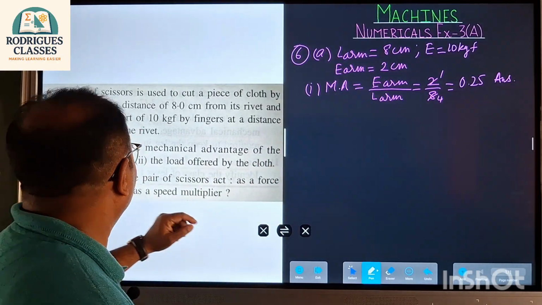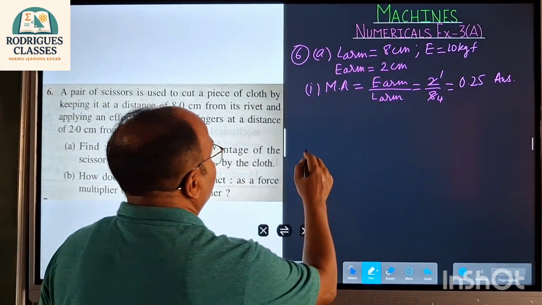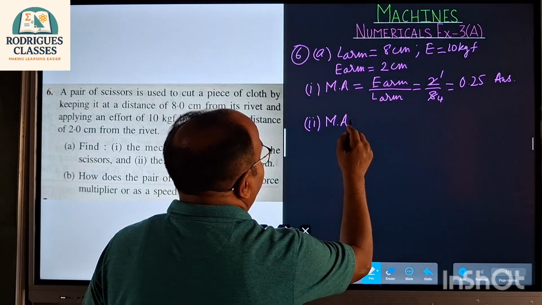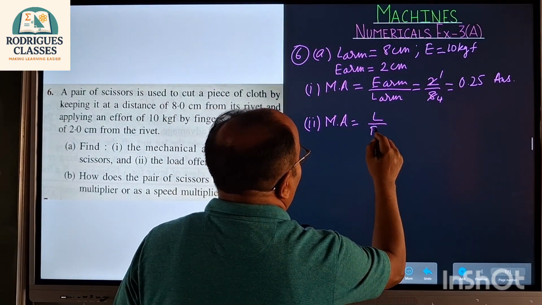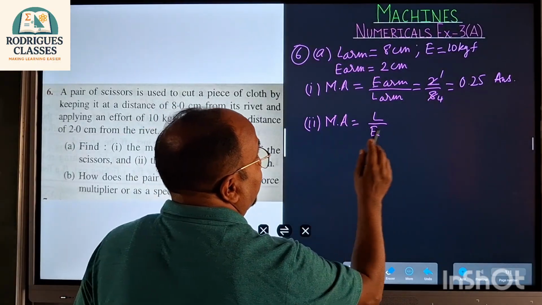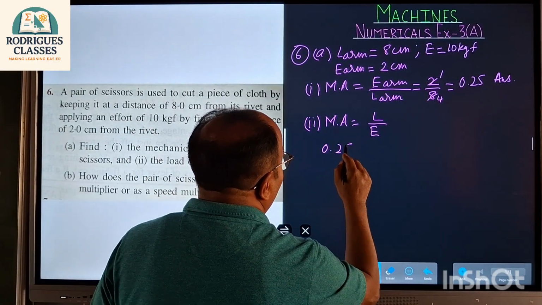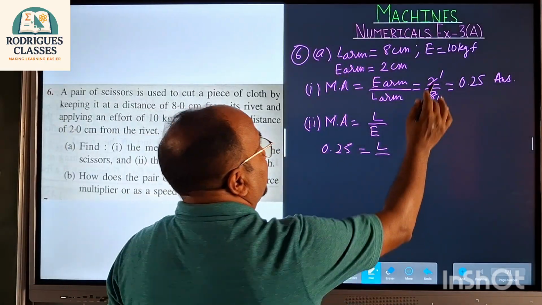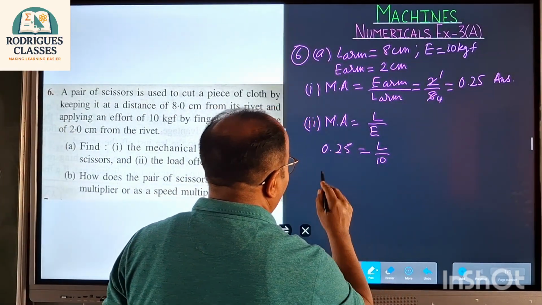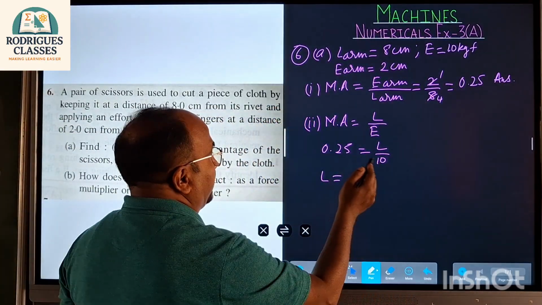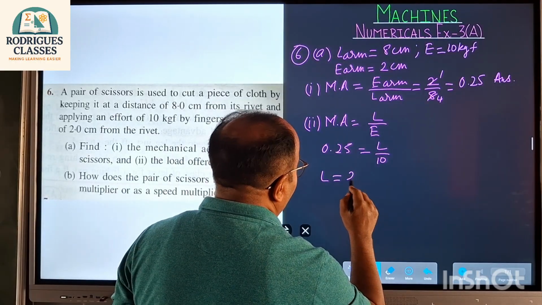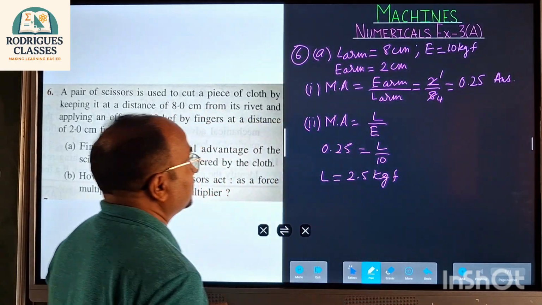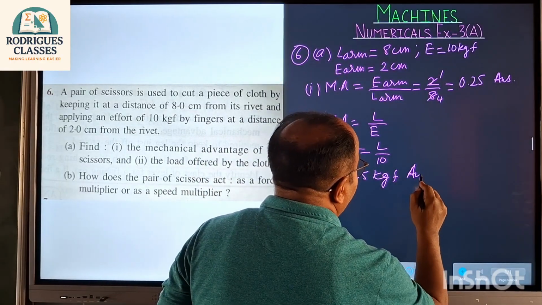Okay. Now let us come to the second part, the load which is offered. We know another formula, mechanical advantage is load by the effort. So we have got here 0.25. Load we have to calculate. Effort we had got as 10. So cross multiply. 10 multiplied with 0.25 will give you 2.5 kgf. So that finishes the second part.